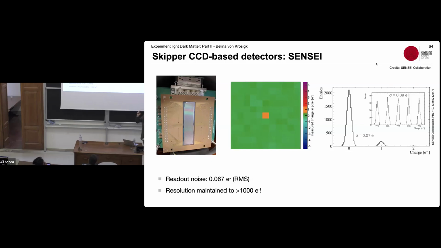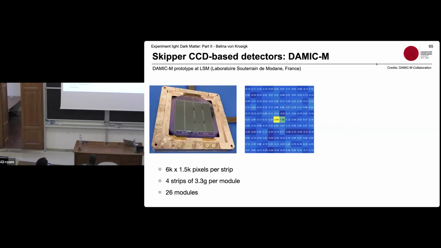Pixels. And now that is Sensei, and then of course Dharmic is not stupid. They understand that skipper CCDs are great, and so Dharmic M is also transitioning to skipper CCDs. And actually, this says Dharmic M prototype, because before I had a prototype picture. This is not the prototype anymore. This is the actual Dharmic M module. And you're seeing again here, on one module, you have 4 strips. Each strip has 6,000 by 1,500 pixels. Then you have your 4 strips per module, and in total 26 modules. So we are talking more than 1 million pixels here.